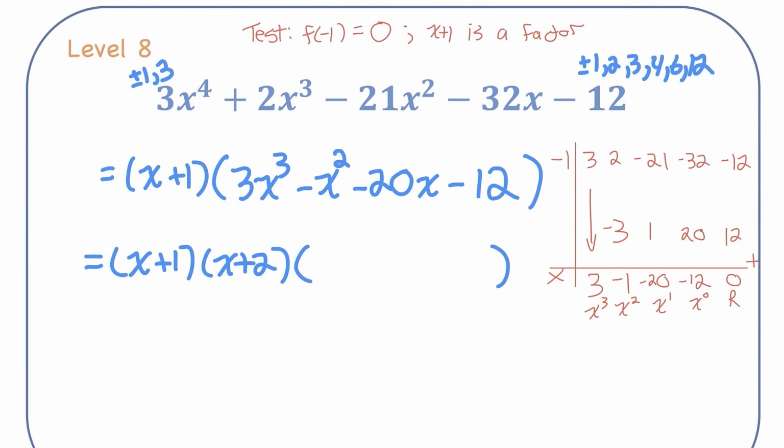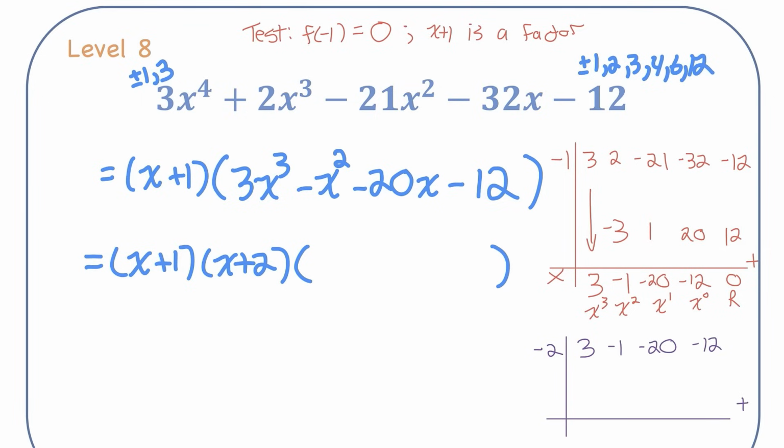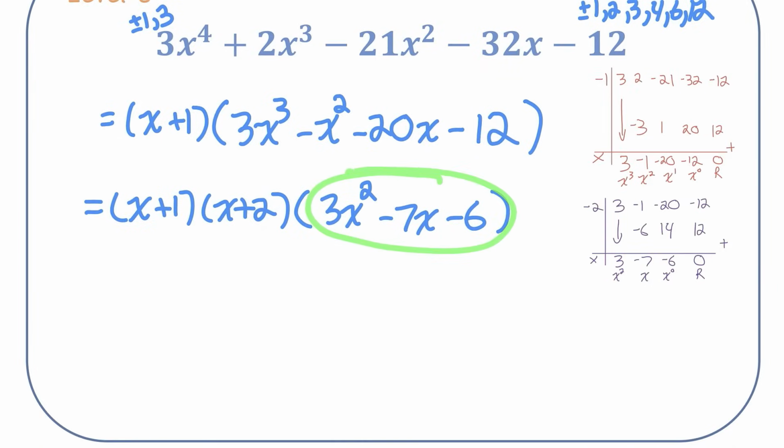I'll do that division off to the side as well. The zero of the divisor is negative 2, and then the coefficients of that polynomial are 3, negative 1, negative 20, and negative 12. And then I'll quickly run the synthetic division algorithm. And I see that my quotient is 3x squared minus 7x minus 6. Now I'm just going to make some room to continue my work. I just need to finish by factoring this quadratic.